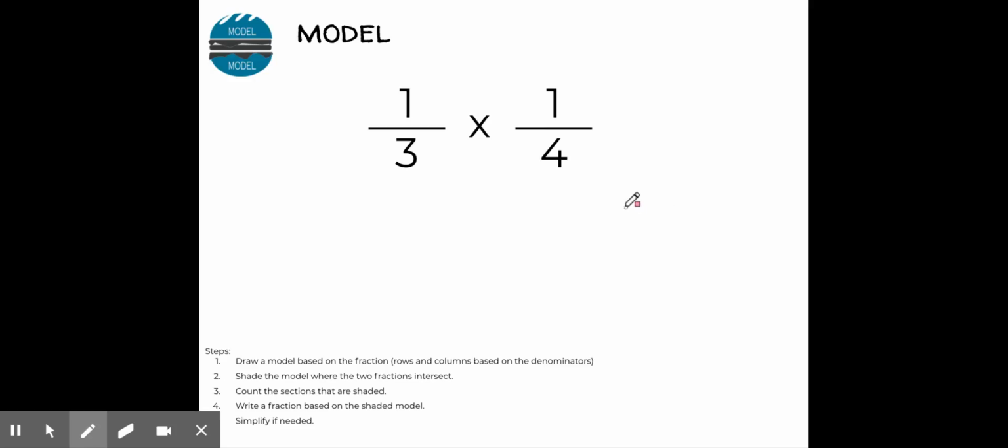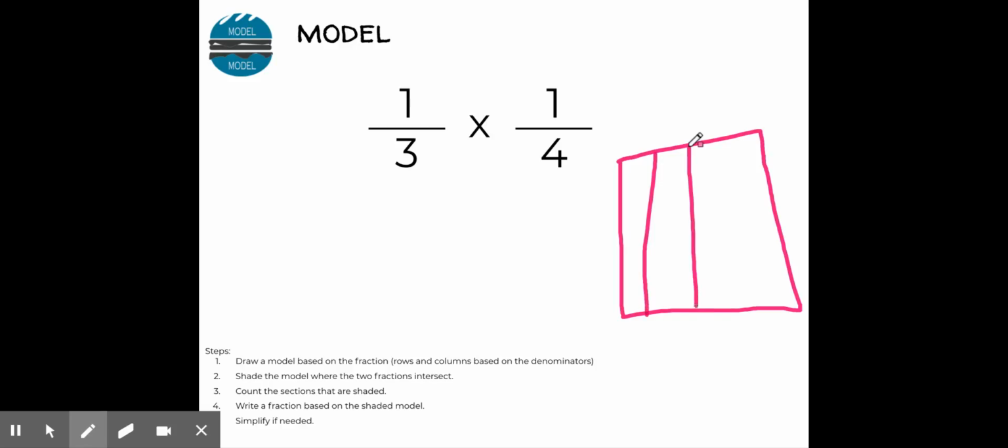1/3 times 1/4. So I'm just going to draw a model. I am going to do 4 columns, and then I'll do 3 rows. So I'll shade in 1/3 first. So here's 1, 2, 3. I'll shade in 1/3. In here, I have 1, 2, 3, 4. So I'll shade in 1/4, and remember where they intersect, so it's in the same area.